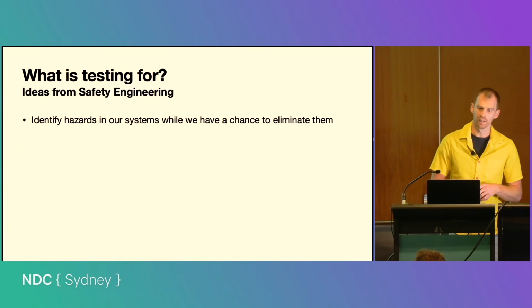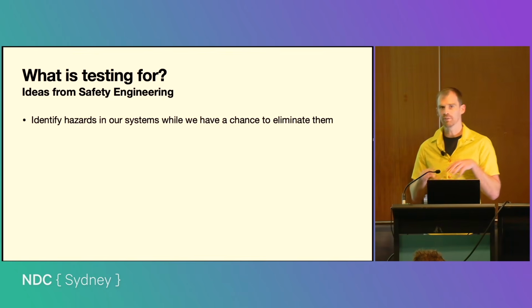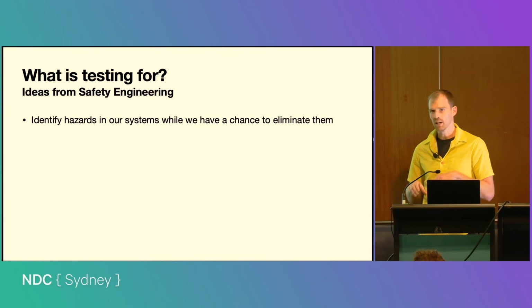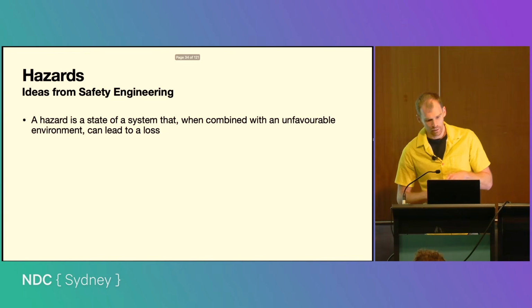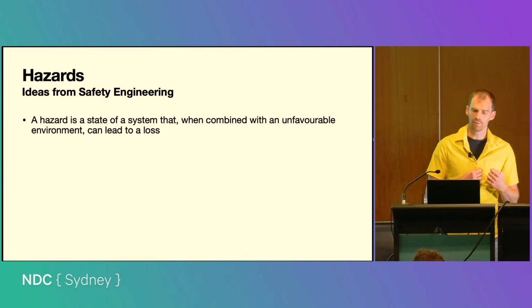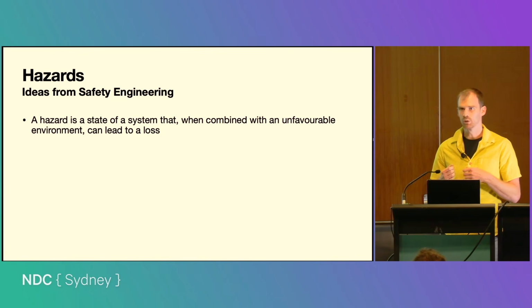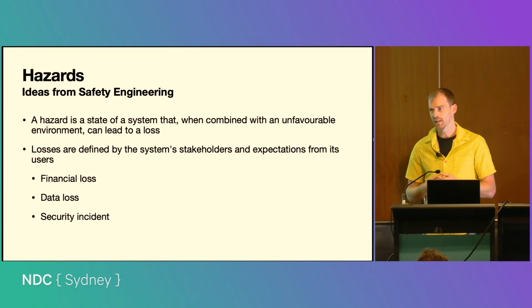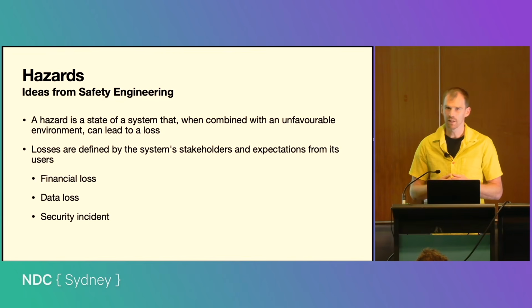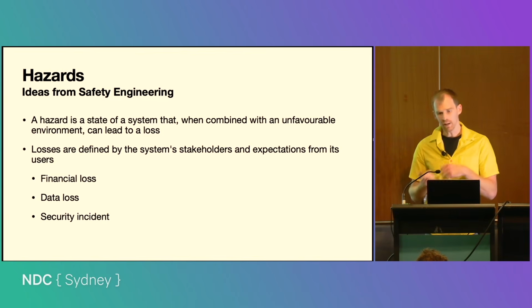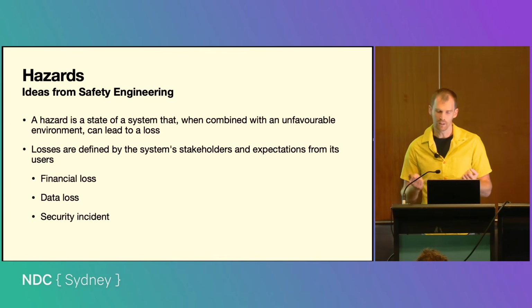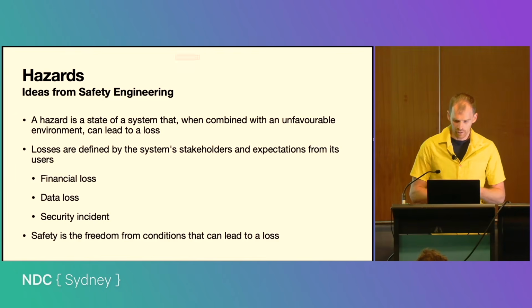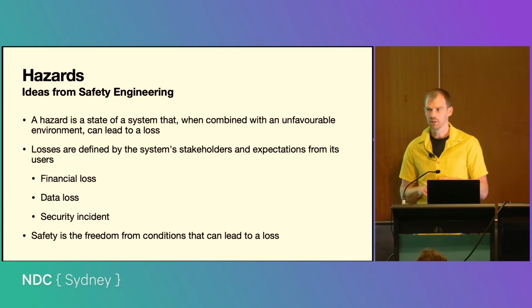So from a safety engineering lens, the goal of testing is to identify hazards in our systems while we still have a chance to eliminate them. Where a hazard is a state of our system that, if you combine that with an unfavourable environment, can lead to a loss. A loss is defined by the system stakeholders, and it also comes from expectations from the system's users, who are effectively stakeholders that we tend to ignore. So a loss could be a financial loss, it could be data loss, it could be some sort of exposure, anything of that sort. And so we define safety then as the freedom from conditions that can lead to a loss, and so the absence of hazardous states.